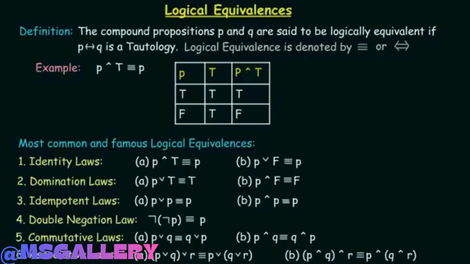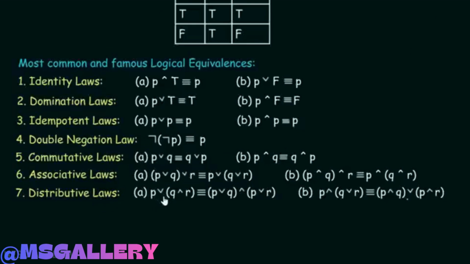Now the seventh one is distributive laws. P or Q and R is equivalent to P or Q and P or R. P or Q and R, it distributes along P or Q and P or R. We can always check this with the help of the truth table, that they both are equivalent. Now this is also applicable if we change OR with AND and AND with OR. Like in this case, P and Q or R is equivalent to P and Q or P and R. Okay.